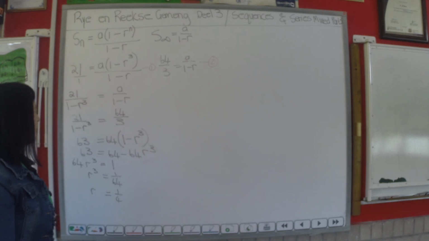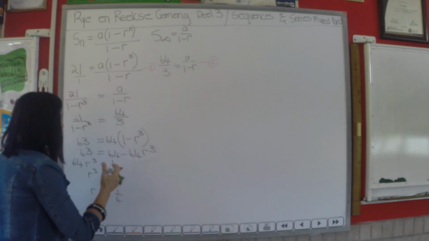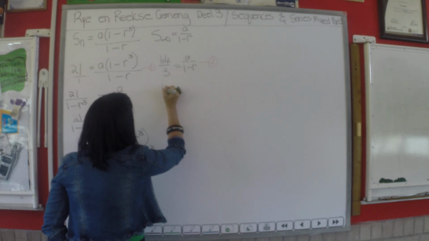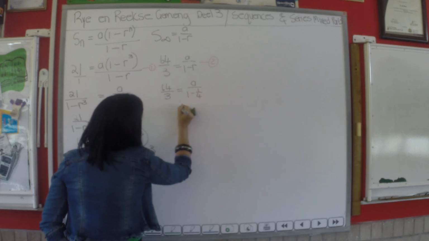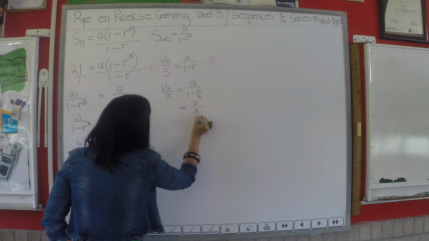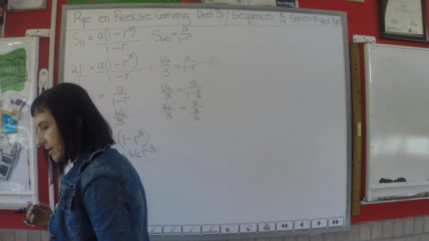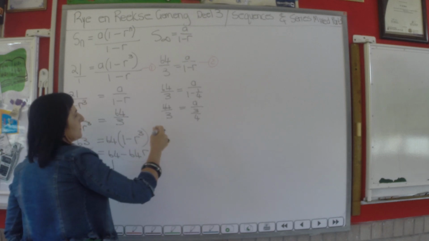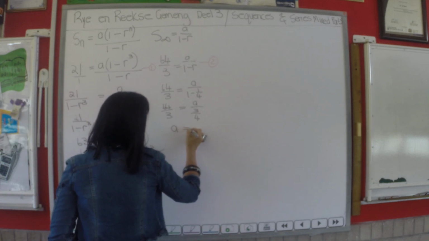So for r, that's a quarter. So now we can put r in any one of these equations to get the value of a. So let's put it in that equation, that's going to be easier. 64 on 3, a times 1 minus a quarter, and that gives us 3/4. So we've got 64 on 3, and 64 times 3/4, then you can take that to the other side, then it becomes multiplication, and then you can multiply with the reciprocal to get a equals 16.